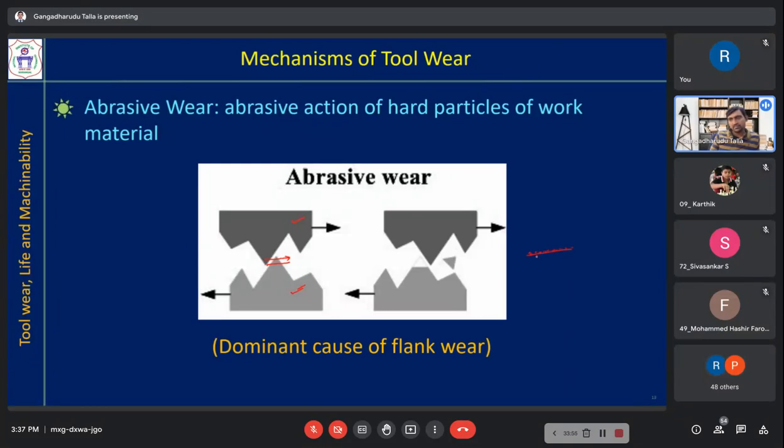Now that is rubbing against the rake surface, and the sharp edge of the chip is also rubbing against the flank surface. So there will be abrasive action because of this formed oxide or scale. And of course, some impurities are also there within the workpiece material. All these will cause abrasive wear, and particularly this mechanism is predominantly present and contributes to the flank wear.